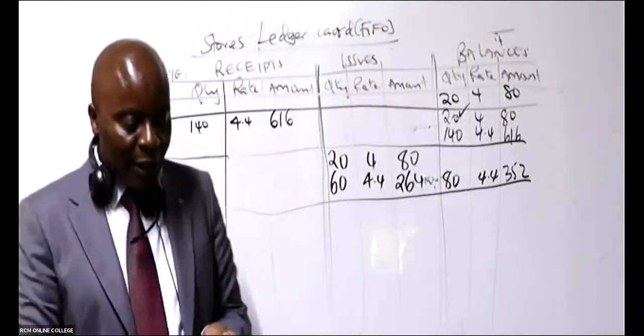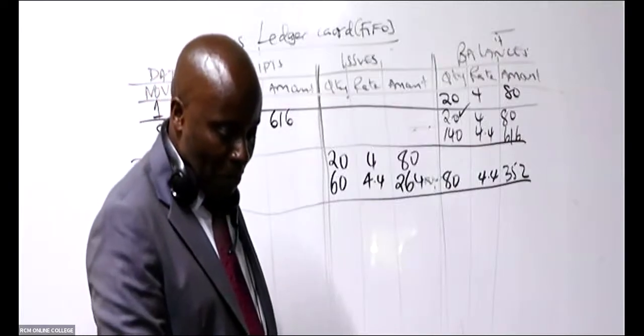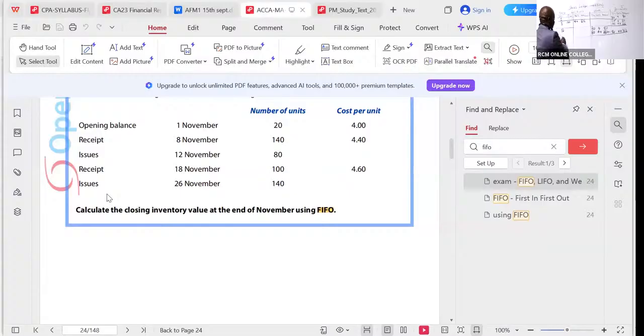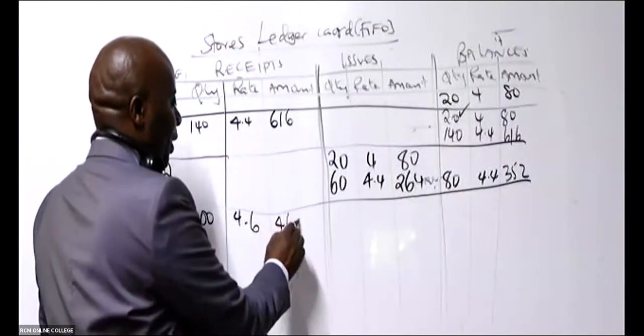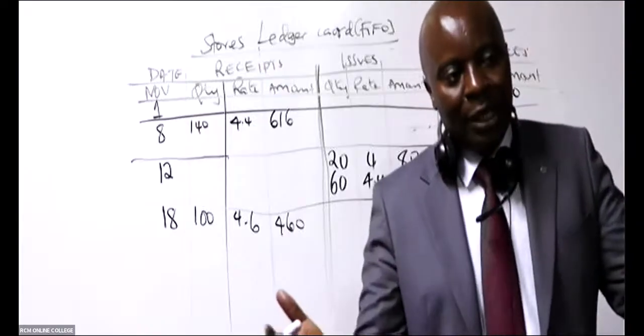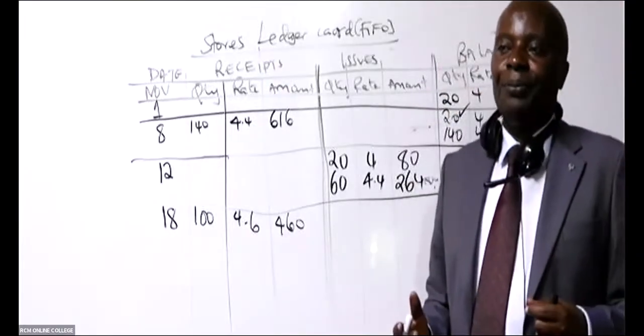The next one now, what happened? Let's reason together. We received it. I love receiving. So remember the date is 18th now, right? What do we do on the 18th? We received how many? 100. At what rate? At 4.6, isn't it? So this is really easy. So 100 times 4.6 gives me how much here, somebody? 460, right? So once we receive, very easy, we book it under receipts, and update the balance.